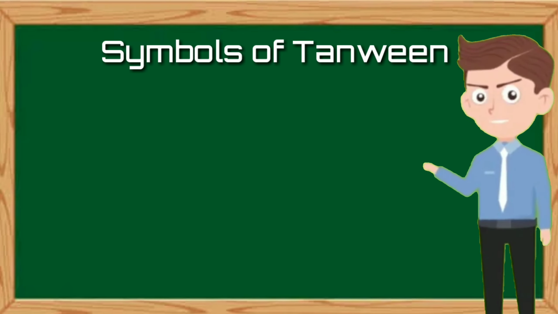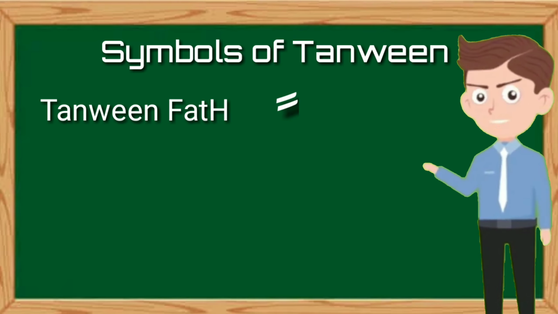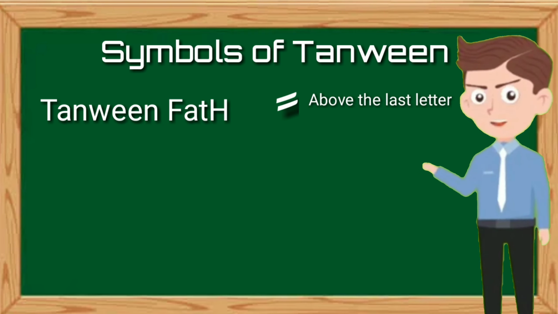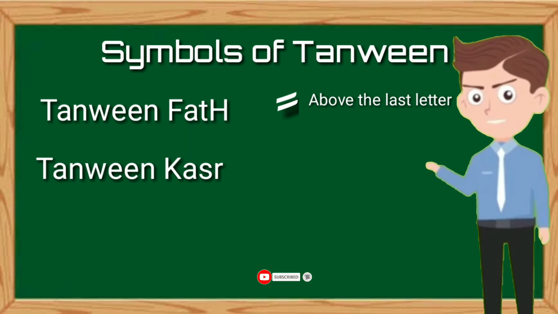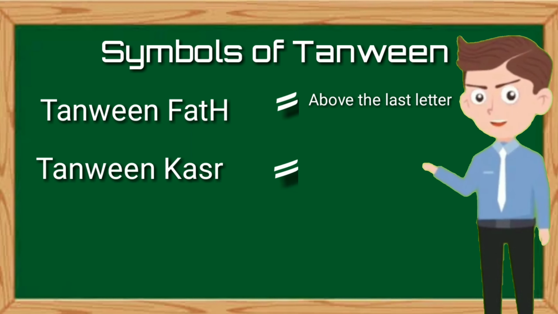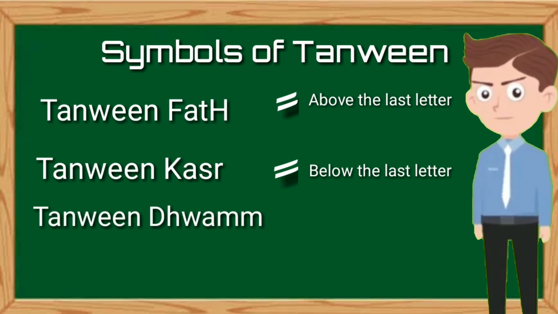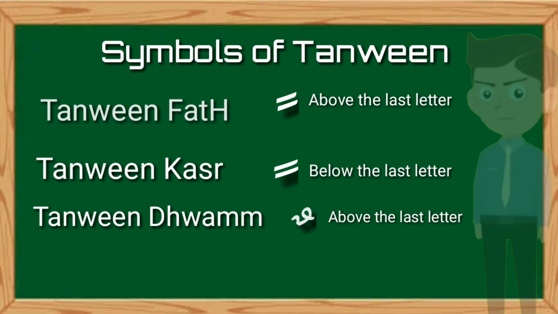Symbols of tanween. For tanween fatha, we write the symbol of two fathas above the last letter of a noun. For tanween kasr, we write two kasras below the last letter of a noun. And for tanween damm, we write two dammas above the last letter of a noun.